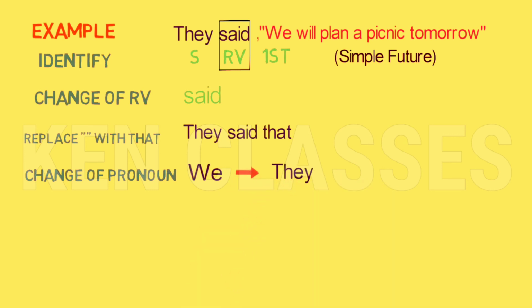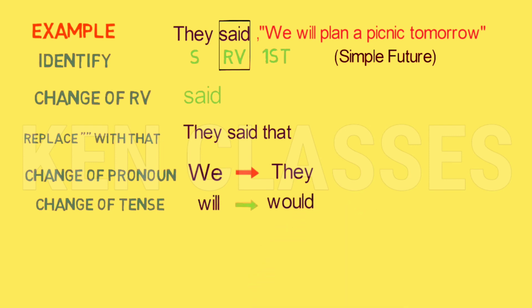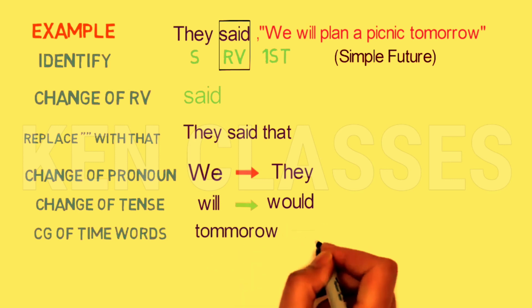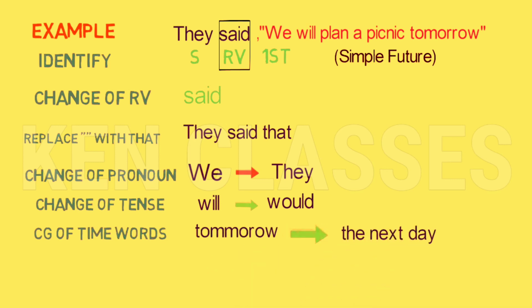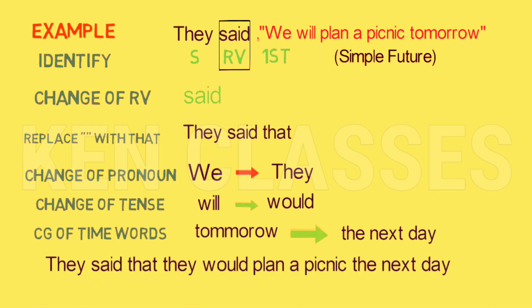Now the fifth step is change of tense. Here the tense is in simple future. In this case, will be converted to would. Sixth step is change in time denoting words. So tomorrow will be converted to the next day. The final sentence in the indirect speech is they said that they would plan a picnic the next day.